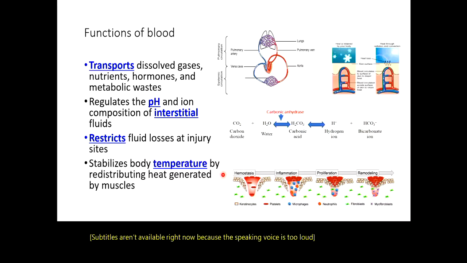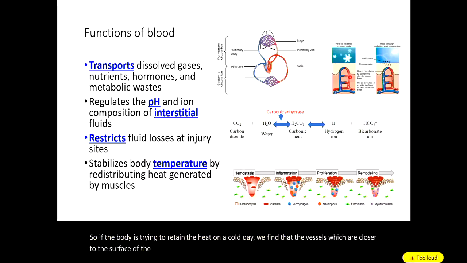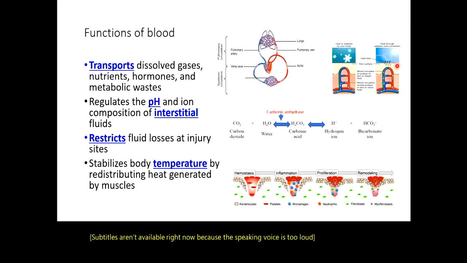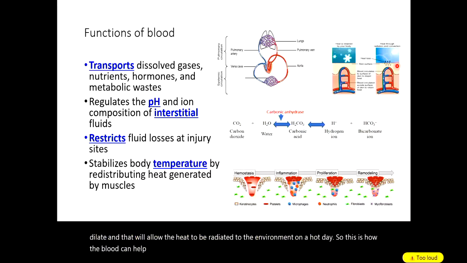And to elaborate on this point, I showed you this picture in the integumentary system. So if the body is trying to retain the heat on a cold day, we find that the vessels which are closer to the surface of the body will constrict, whereas the vessels close to the core of the body will dilate, and so the blood flow will be closer to the body core, thereby preventing the loss of heat. In contrast, if it's a very hot day, then the vessels which are close to the surface of the body will dilate, and that will allow the heat to be radiated to the environment on a hot day. So this is how the blood can help maintain the body temperature as well.